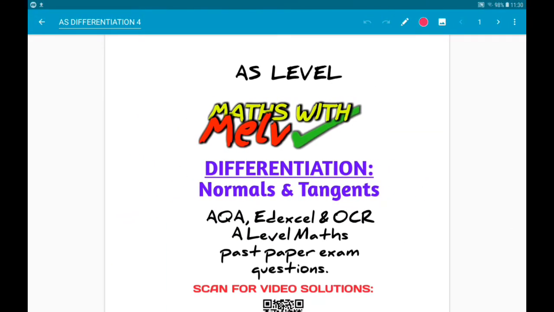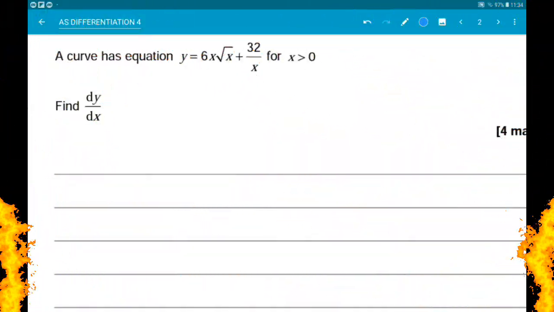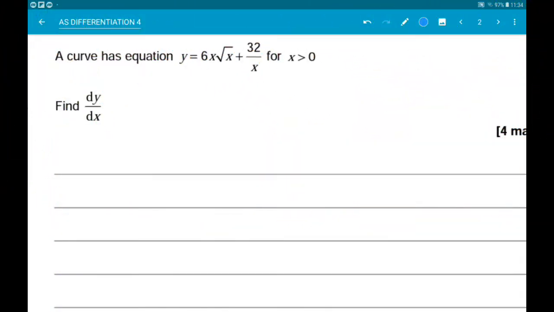Hey guys, here we are looking at AS Level Maths past paper exam questions on differentiation involving normals and tangents. We have a 9 marker and an 8 marker. Let's do this. Okay then, number 1, a curve has equation y equals 6x root x plus 32 over x, for x greater than 0. Part A, find dy by dx.